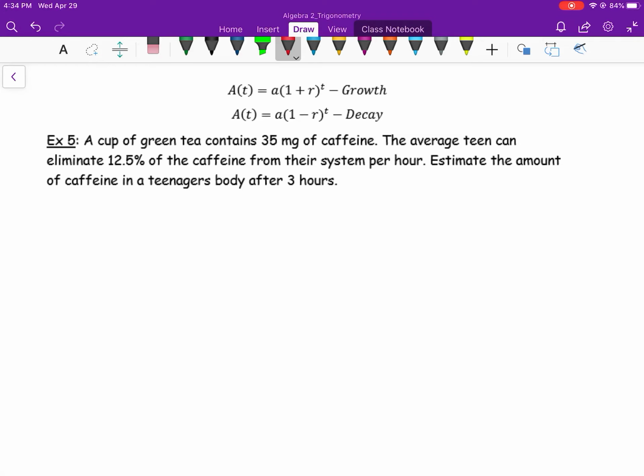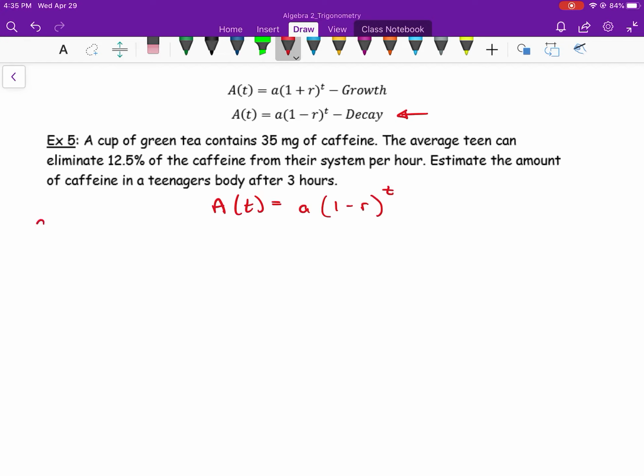Alright, so a cup of green tea contains 35 milligrams of caffeine. The average teen can eliminate 12.5% of the caffeine from their system per hour. Estimate the amount of caffeine in a teenager's body after 3 hours. So above we have our formulas for growth or decay. Since we start at a certain amount and it decreases, we're going to use decay for this problem. So A of t equals A times (1 minus r) to the t power.